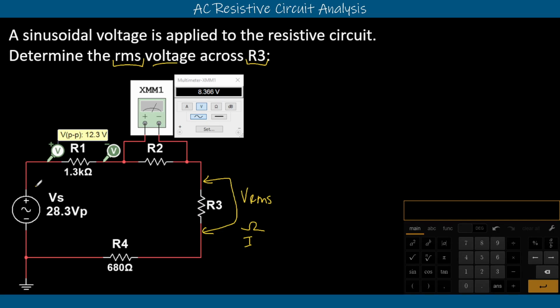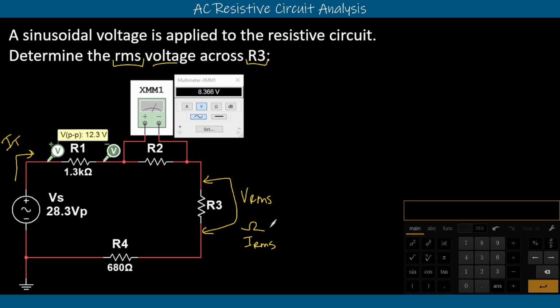We do see that this is a series circuit. There's only one pathway for current to flow through there. That means that whatever IT is, that's going to be the current through this resistor also. And so if we can find IRMS, then we'll be able to use that to find VRMS. Okay?